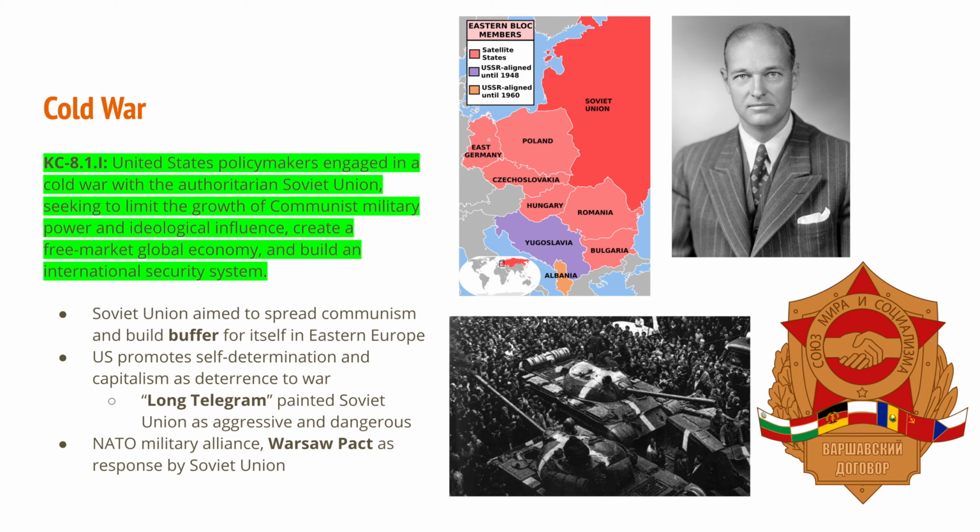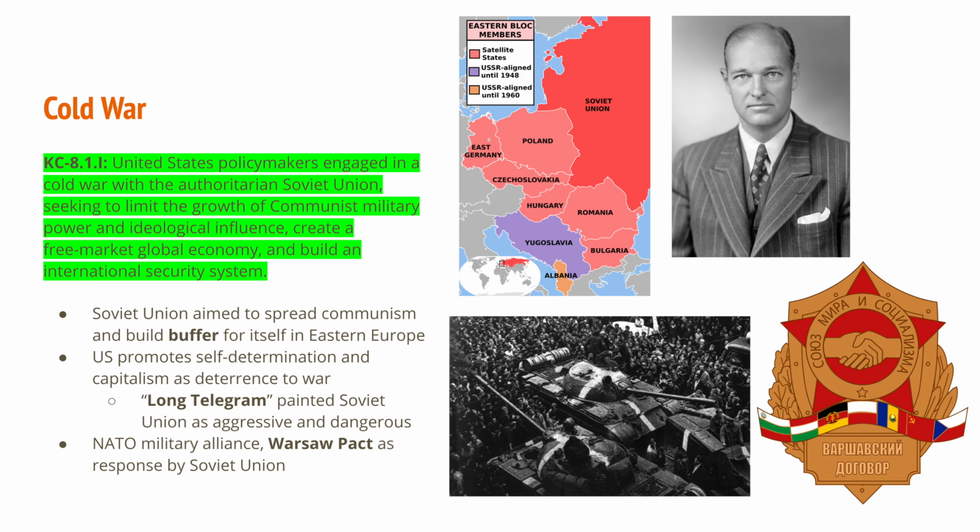The United States wants to promote self-determination and capitalism as a deterrence to war. This was something that President Roosevelt and President Truman were trying to get Stalin to agree to at the Yalta and the Potsdam Conference. They wanted self-determination for these countries, and Stalin was not going to really allow that to happen because they wanted to make sure that they could protect themselves or insulate themselves from the rest of Europe.